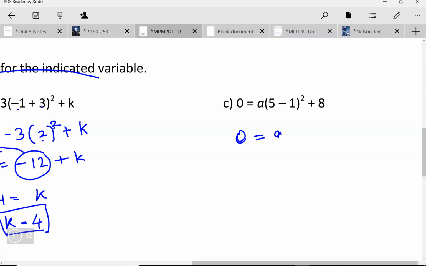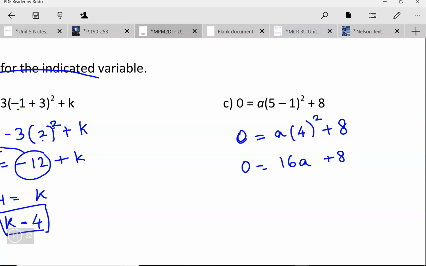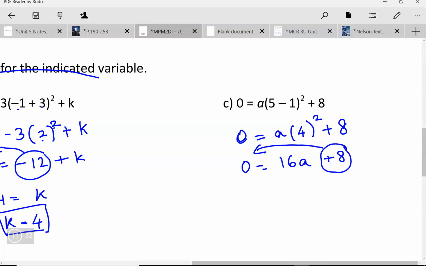0 equals a times 5 minus 1 is 4 squared plus 8. So 0 equals 4 squared is 16, so 16a plus 8. And then hopefully we'll remember that we have to work through BEDMAS backwards. So first we're going to move the addition and subtraction. We're going to move the 8 over to this side where it's going to become negative 8. So 0 minus 8 is negative 8 equals 16a. And again, since we were moving the entire term, we had to flip the sign. If it's positive, it became negative. If it was negative, it became positive, like here.